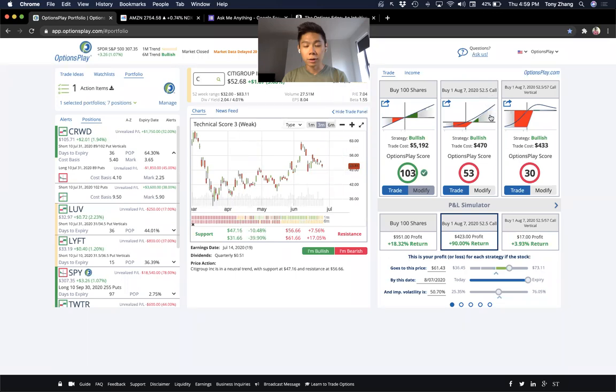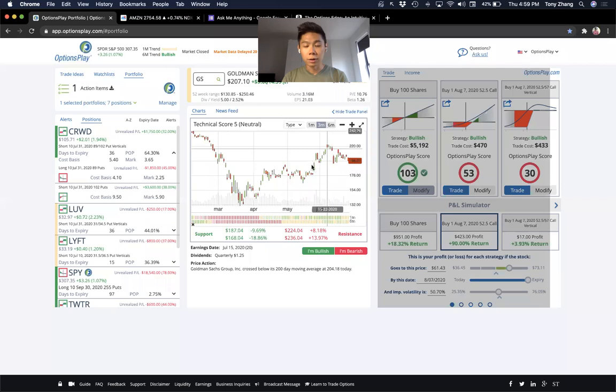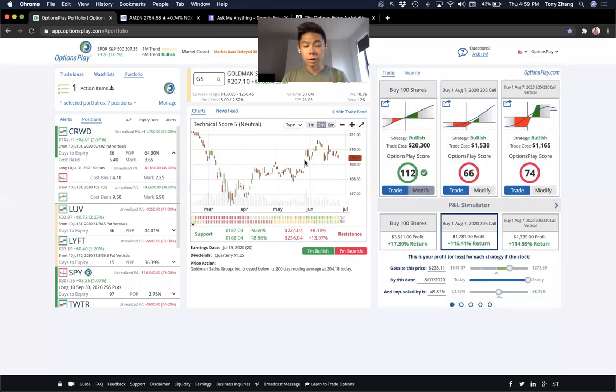The only concern that I have with Citigroup is the options are really expensive. I do like Goldman Sachs a little bit more out of the banking group. The stock also looks a little stronger, but options are also quite expensive, especially after banks are up about 2% today. That was on the news about the capital requirements of banks.